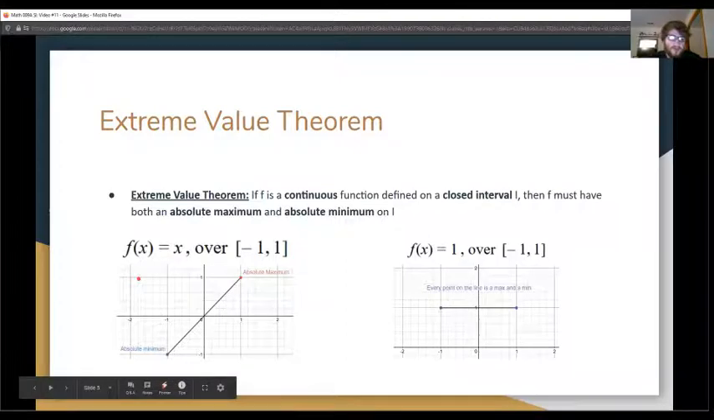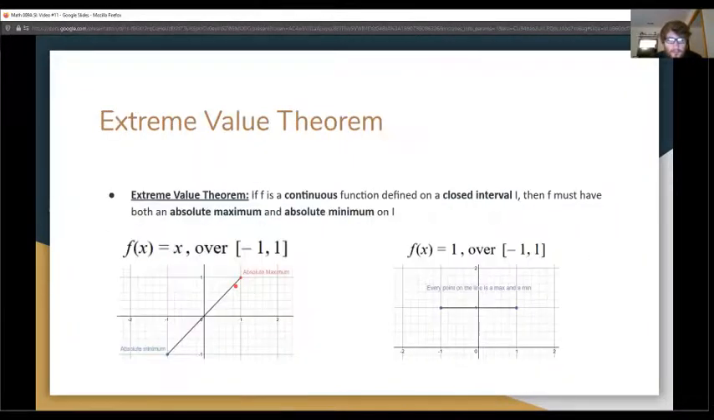So here we have f of x is equal to x over the closed interval -1 to 1. If we didn't have that closed interval, this would be just a line going infinitely high and infinitely low. But these boundaries basically give us our min here at -1 and our max here at 1.